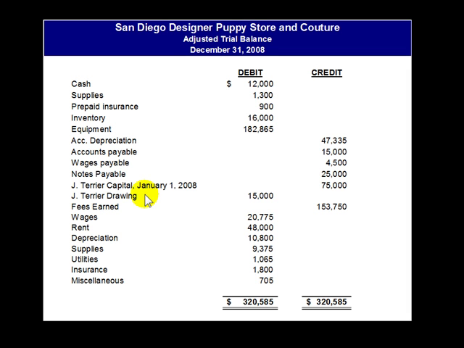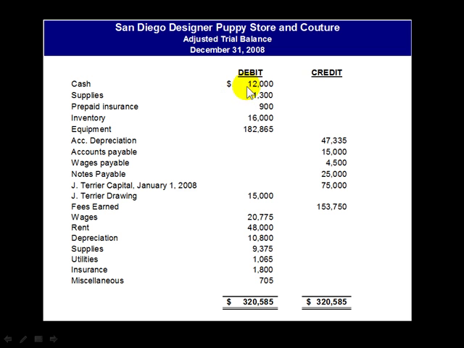And remember that San Diego designer puppy couture store that we talked about in the previous lecture. Here is a typical trial balance. Notice the title, the name of the company. There are unadjusted trial balances and adjusted trial balances. We're going to talk about the adjusting process in the next lecture. And it's as of a given period of time.